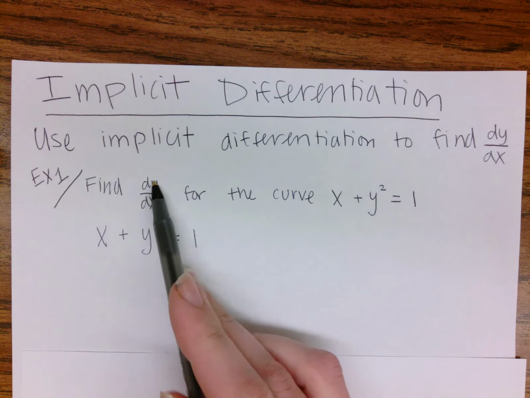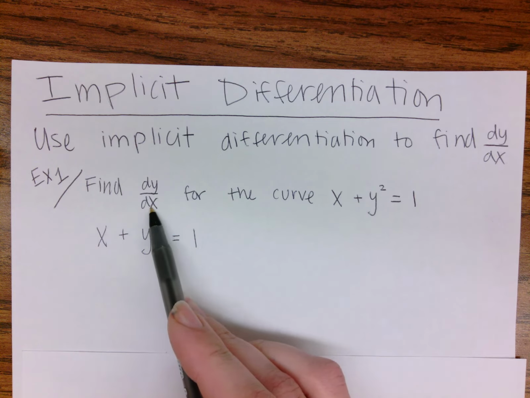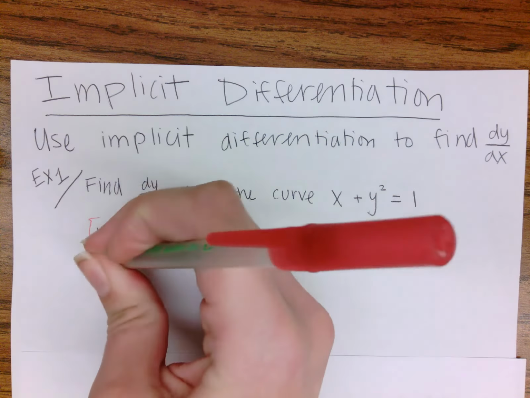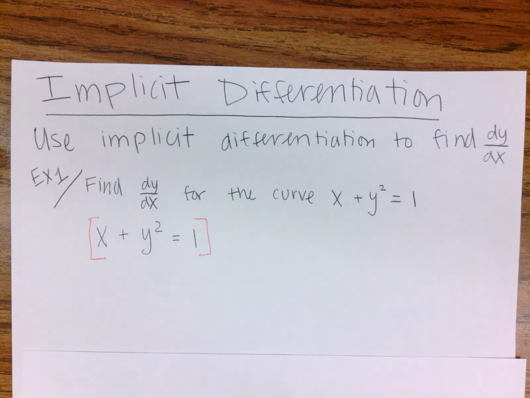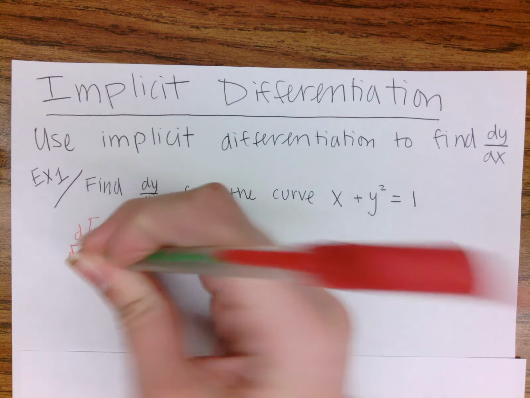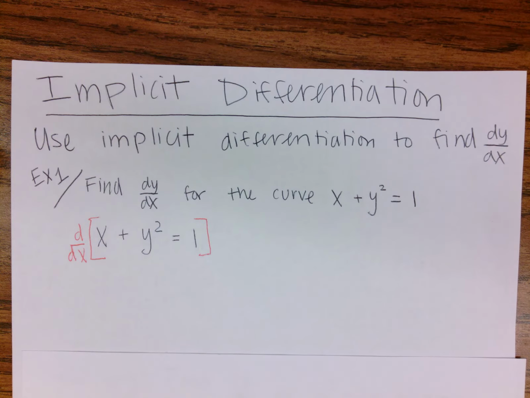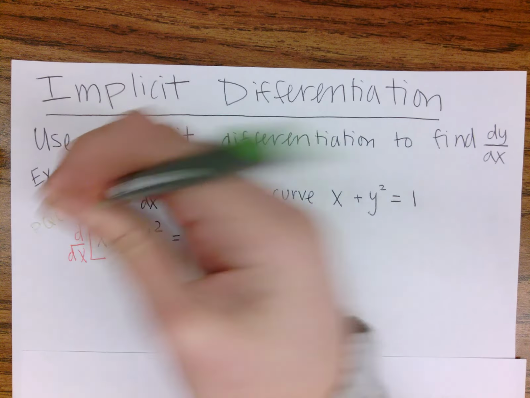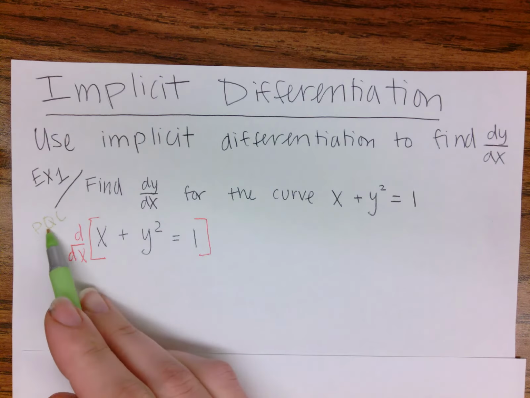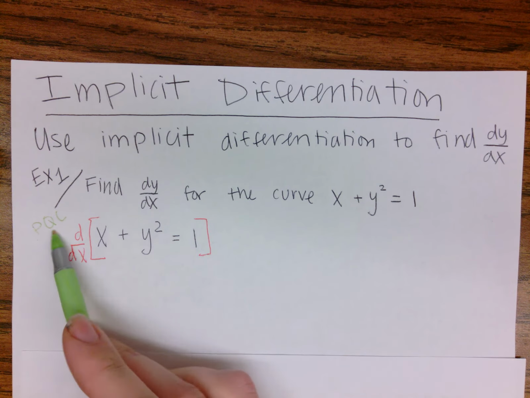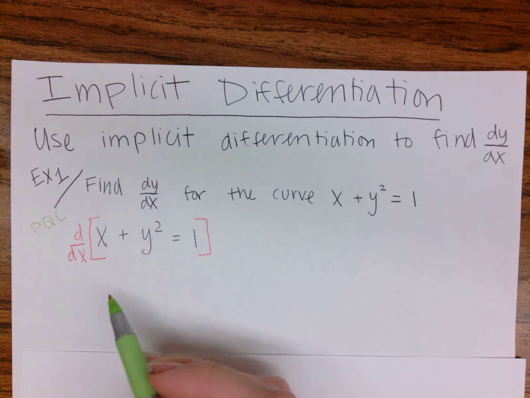I'm finding dy dx, so x is my variable of differentiation. I'm going to put brackets around the entire equation and put the operator d dx out front to indicate that I'm about to take a derivative. The next thing I need to consider is P, Q, C: product, quotient, chain. We always want to consider whether the product, quotient, or chain rule will come into our derivative.